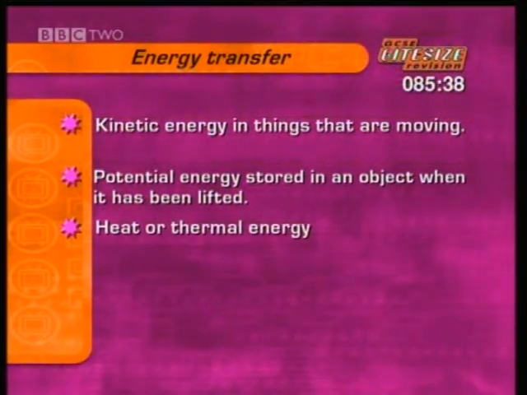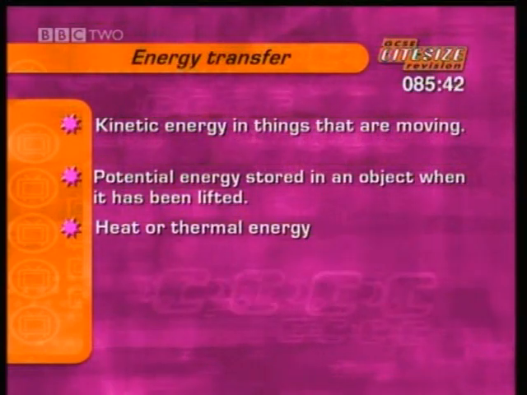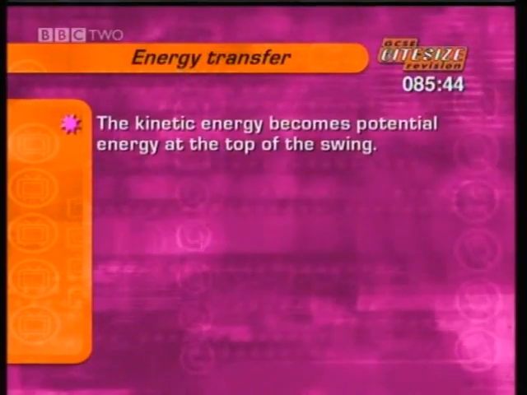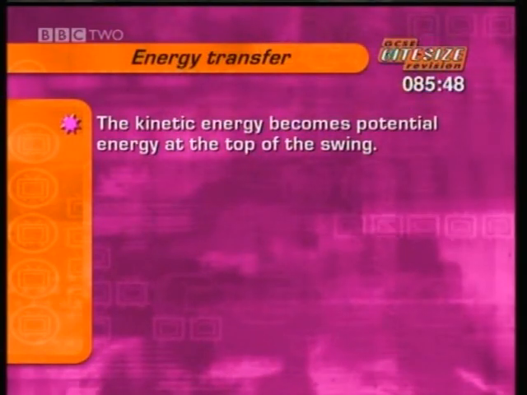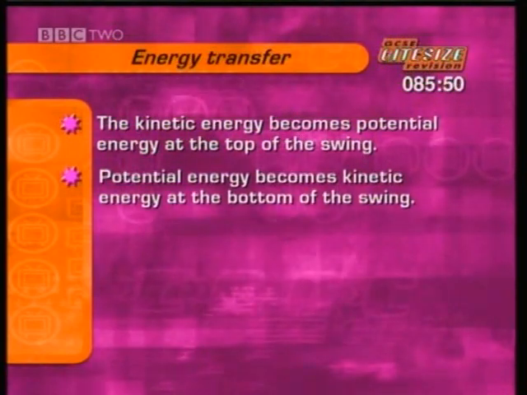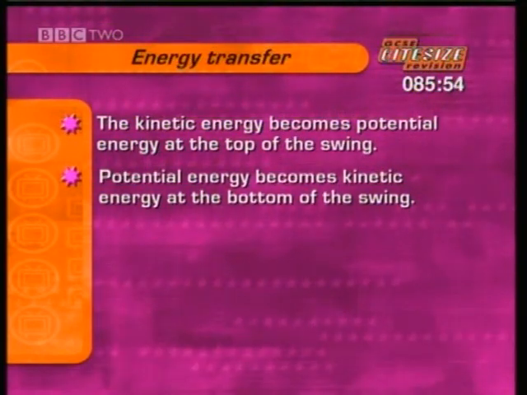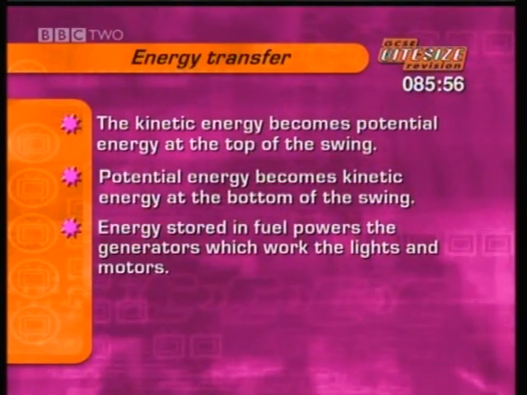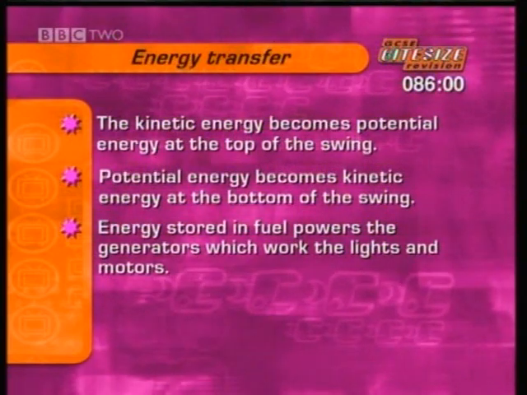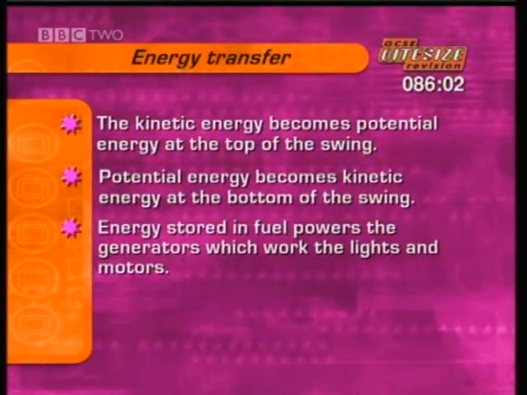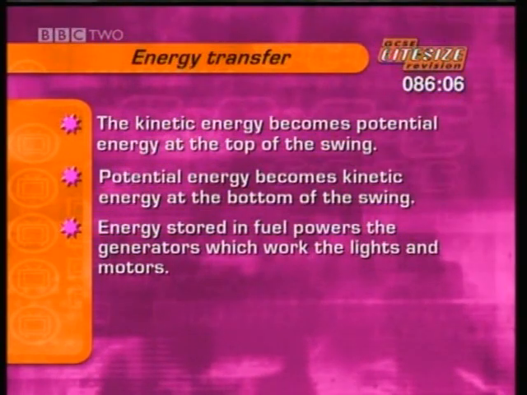The clip also showed how energy could change from one form to another. The kinetic energy of the giant swing becomes extra potential energy at the top of its swing, and the potential energy becomes kinetic energy again at the bottom. The energy stored in the fuel powers the generators, which work the lights and motors. If you didn't quite get that, here's another clip about energy transfer.